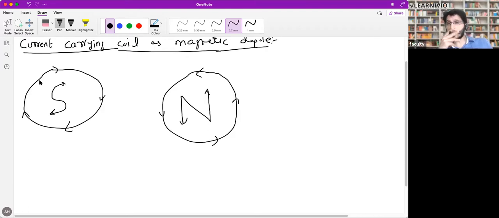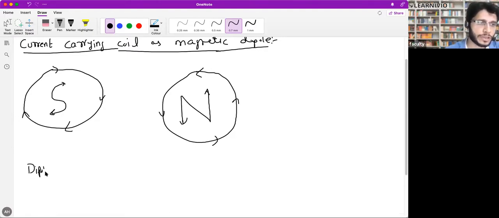Now we'll ask you to calculate the dipole moment of this coil. It will ask you to calculate the magnetic dipole moment of the coil.